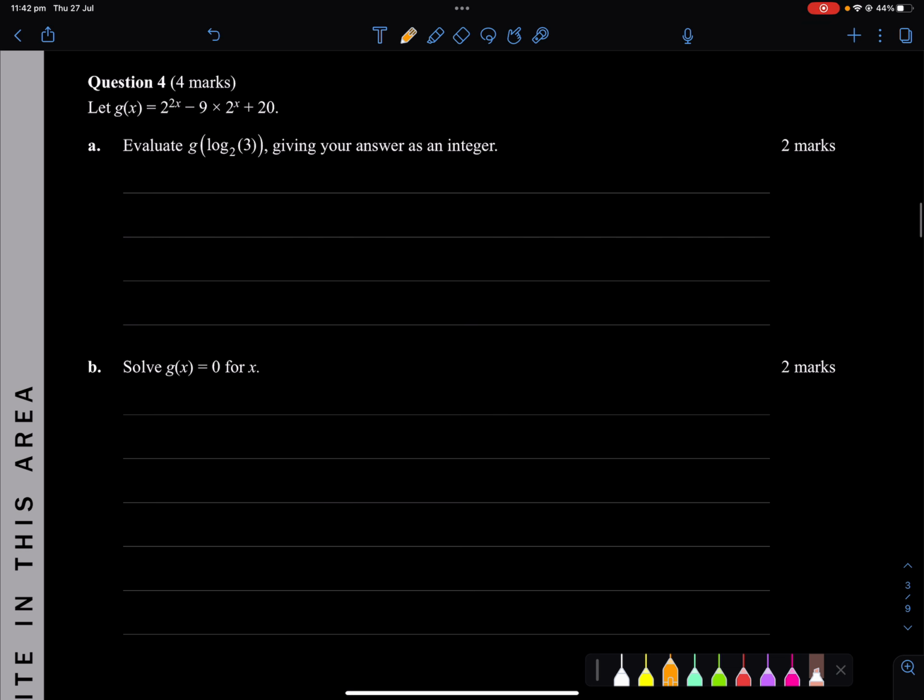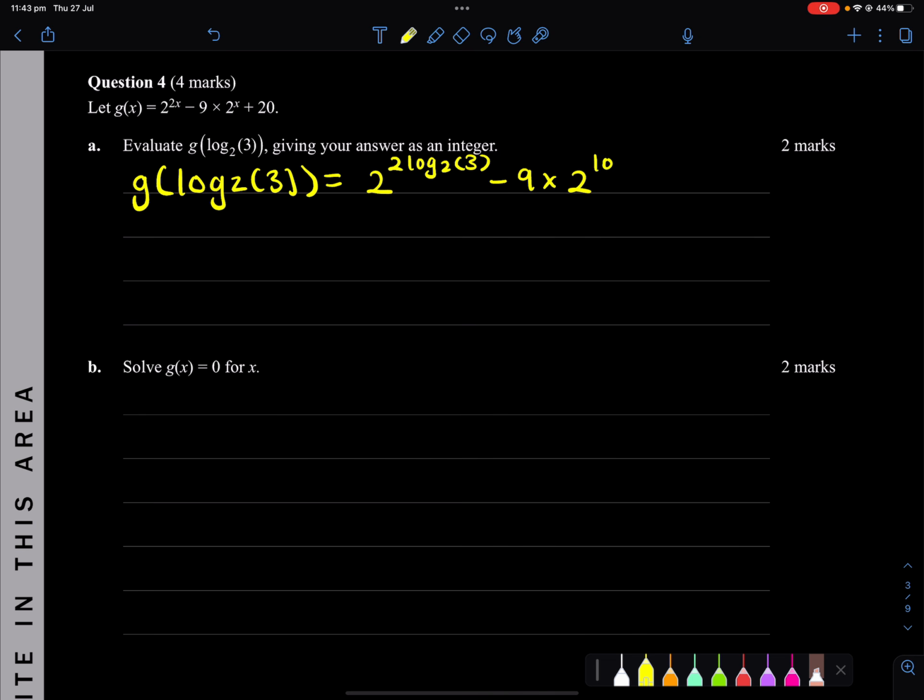So, next question is, let g of x equal this. Evaluate g of log base 2 of 3, giving your answer as an integer. I want to change color for this one. So, g of log 2 of 3 is equal to 2 to the power, so 2 to the log 2 of 3, minus 9 times 2 to the log 2 of 3, plus 20 equals what?